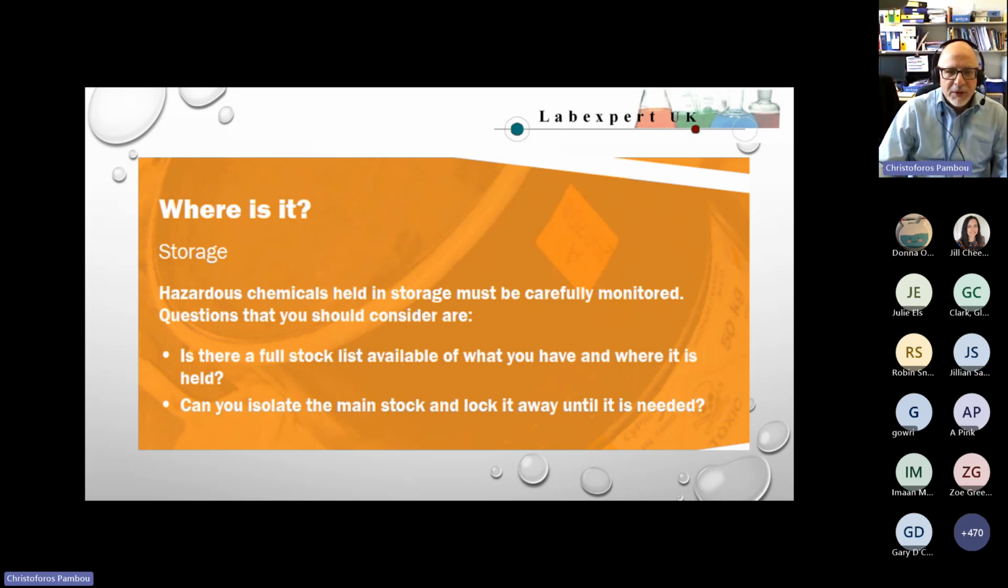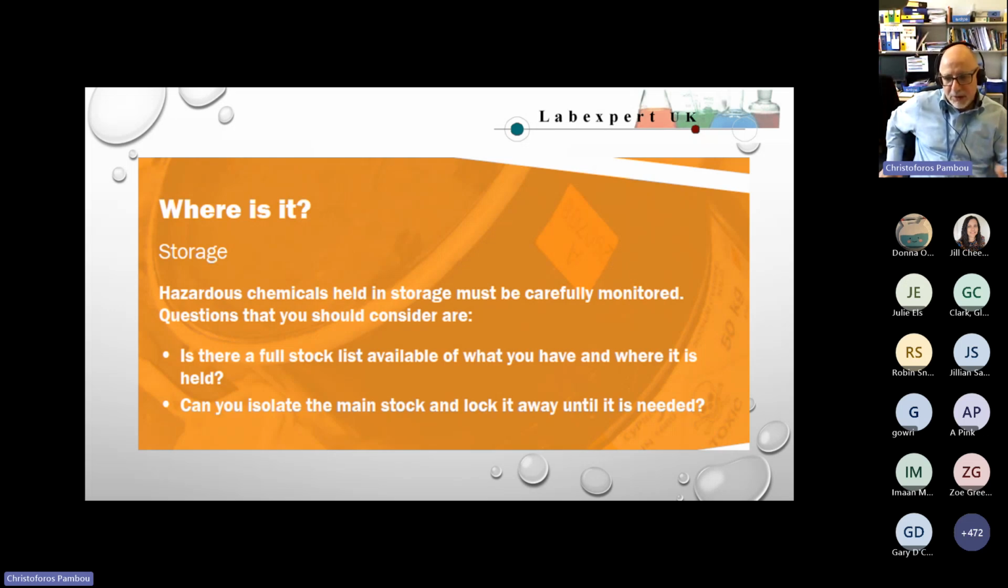So, we looked at identifying the risk. Where is it? Storage. Hazardous chemicals held in store must be carefully monitored. And again, the question we need to ask: is there a full stock list available, or have you what you have and where it is held? Can you isolate them in a stock and lock it away until it's needed?